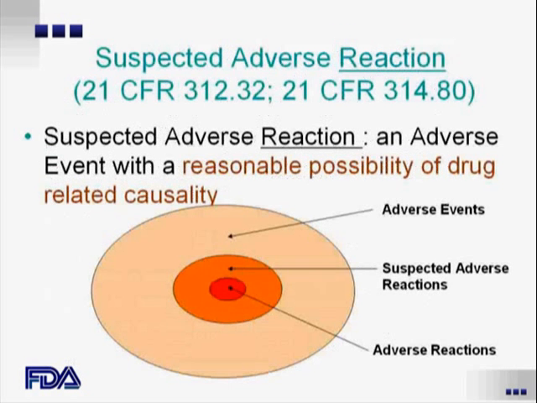This diagram shows you the continuum of the adverse events, and the closer you are to the center, the stronger is the suspicion that the adverse event had been caused by the drug. And so the greatest degree of certainty would be an adverse reaction, where all the factors indicate that the drug caused the adverse event.